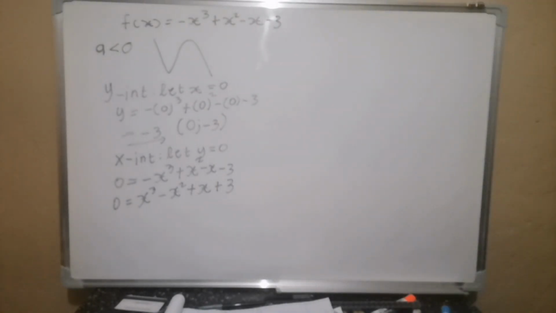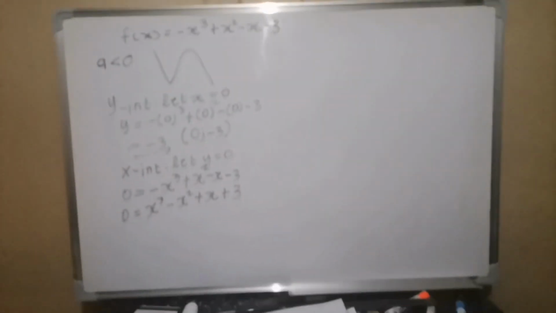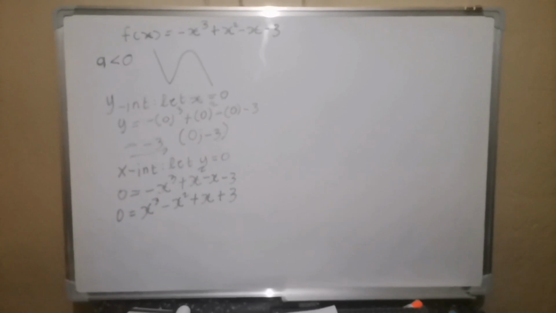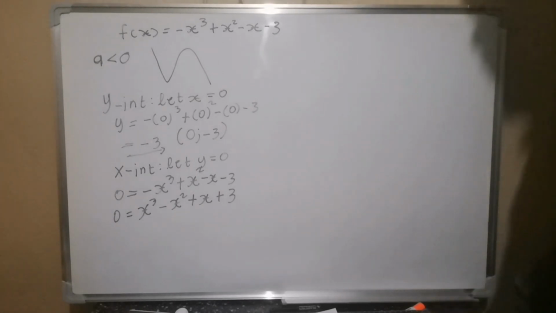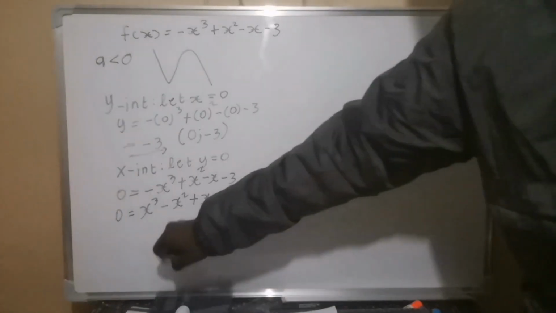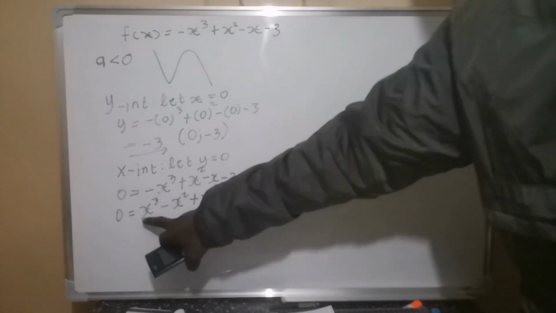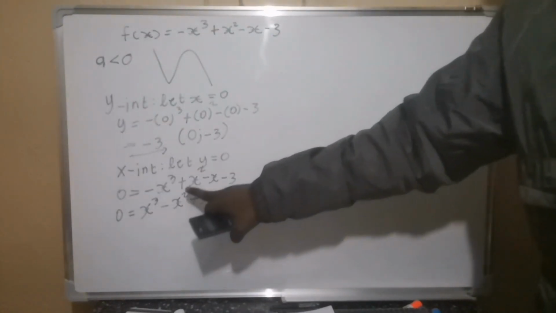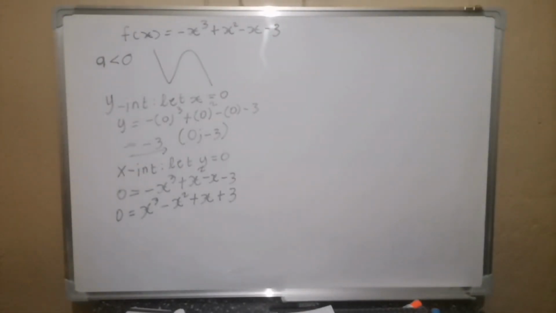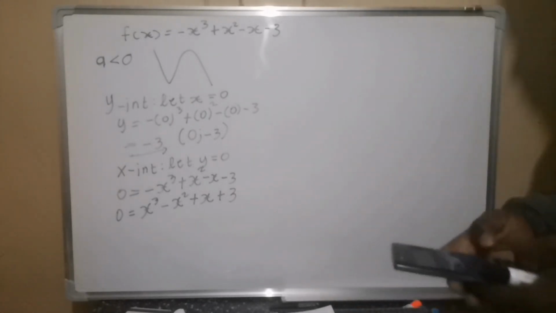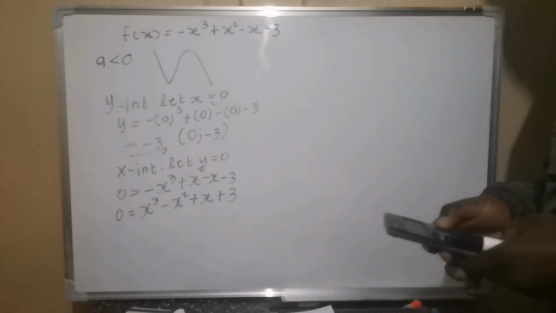Then remember, I'm going to use the factor theorem to find the initial factor. In this case, I'm going to use my calculator. Where I see x, I put in 1, -1, 2, -2, 3, -3, and so on. Let me just do that properly. So I'll start with positive 1. Where I see x, I put in 1.